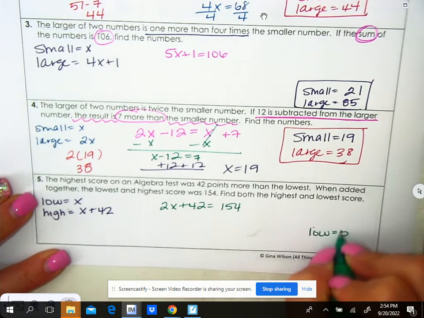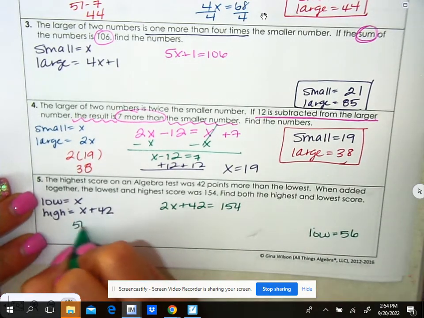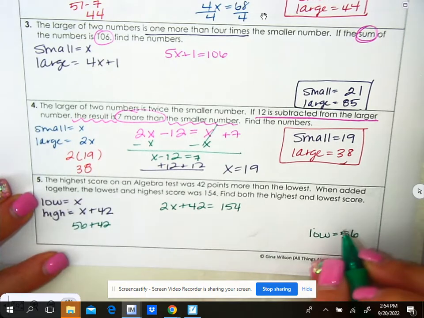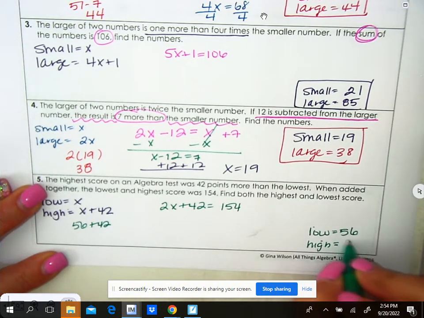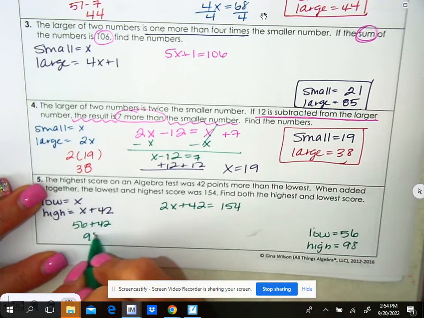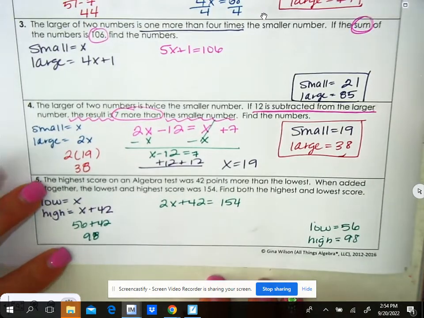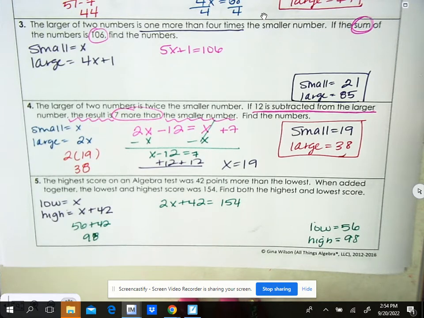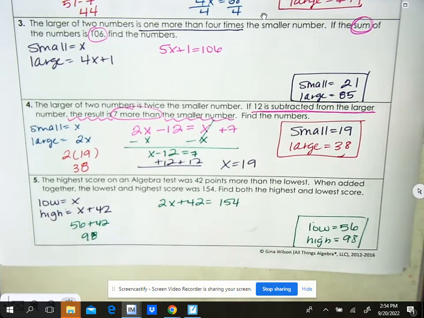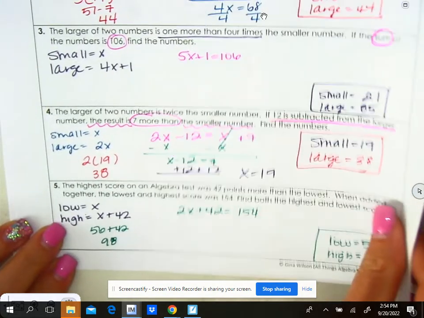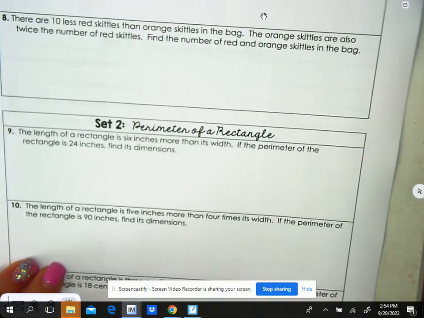It's going to give you a low score of 56, and then you go back in and add the 42 to that to give you a high score of 98. Okay? Lots of word problems, so I'm not going to go through all of them entirely. All right? Next page.